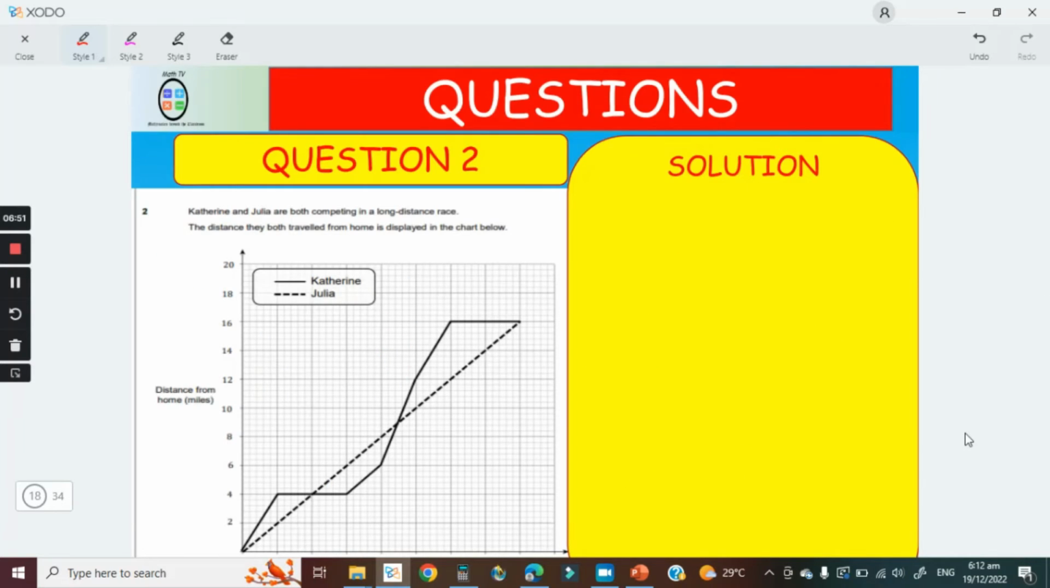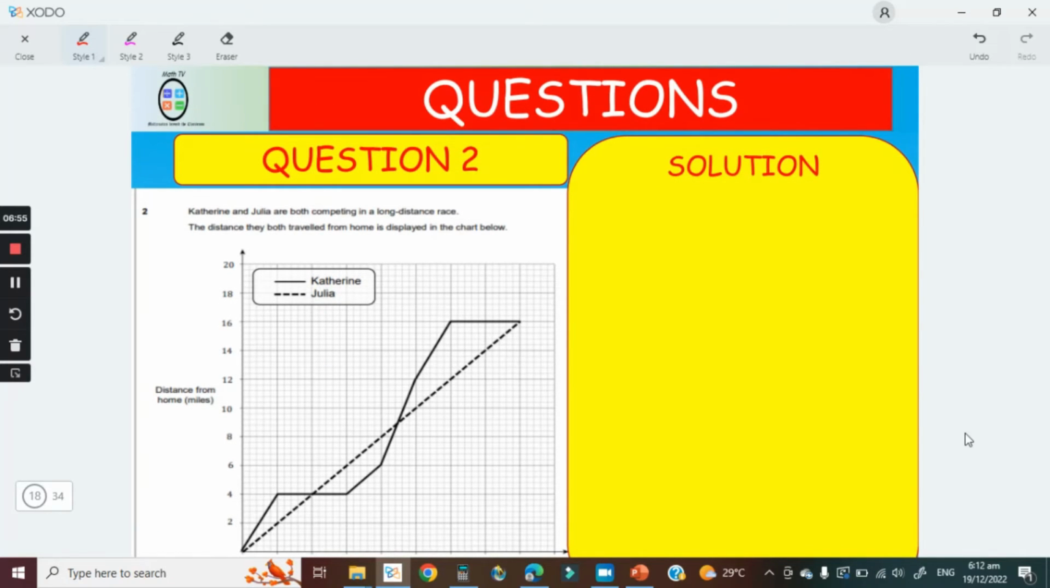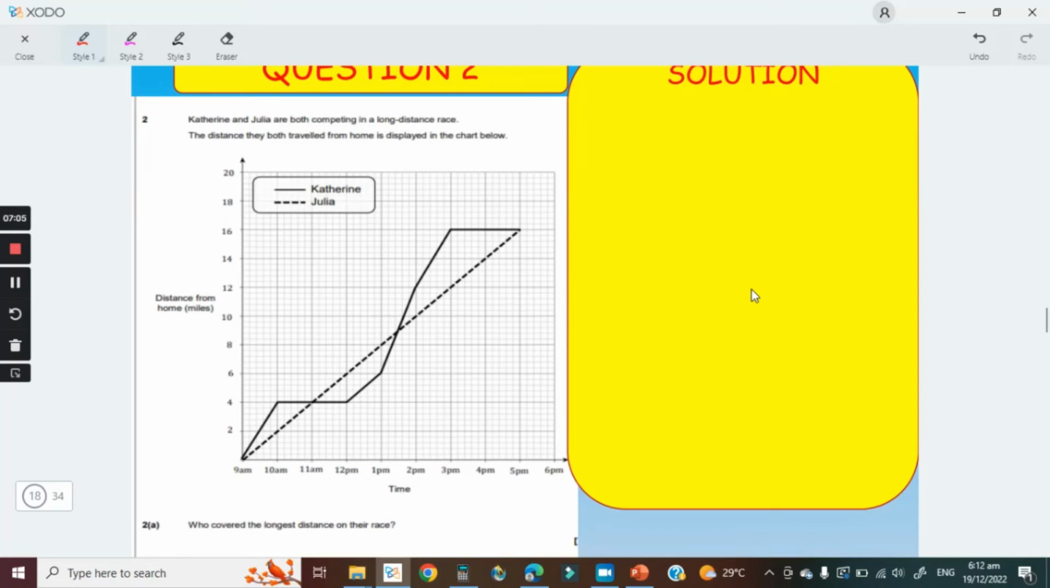Nice. Now this question right here, number 2, I want you to pause the video and attempt this question. It says Katharina and Julia are both competing in a long distance race. The distance they both traveled from home is displayed on the chart. Who covered the longer distance on the race? So who covered the longer distance? Pause the video and attempt this question.